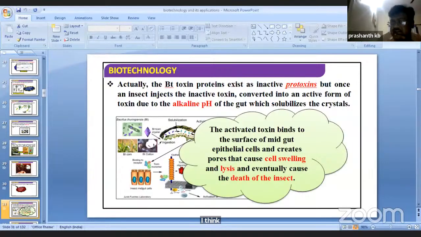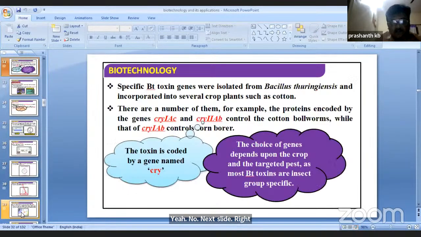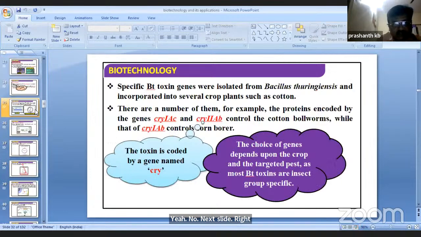Death of the insect. Okay. Now, let us go to the next slide. I will go from this one directly.